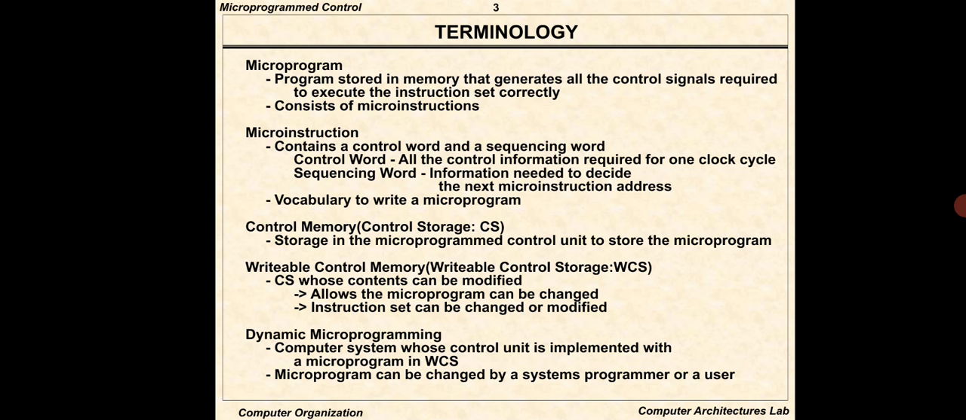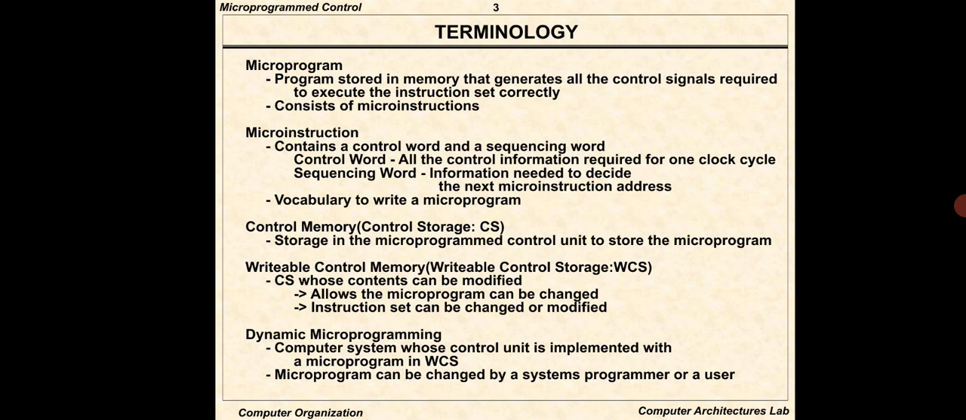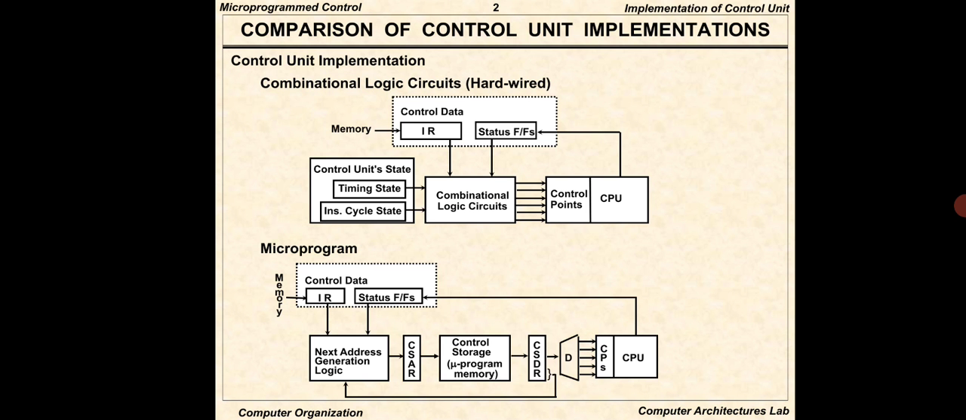Let us once again revise this microprogram. Okay, then we'll start with the microsequencing. The control unit is classified into the hardwired control unit and the microprogram control unit. In the microprogram control unit, we are going to have a CSAR register. Let us revise this particular control unit once again: hardwired control unit and microprogram control unit.